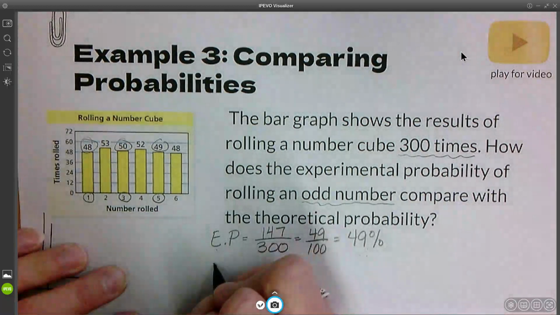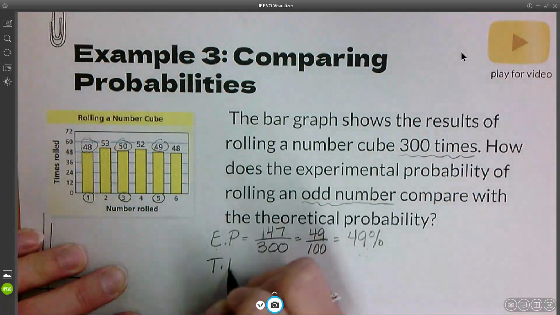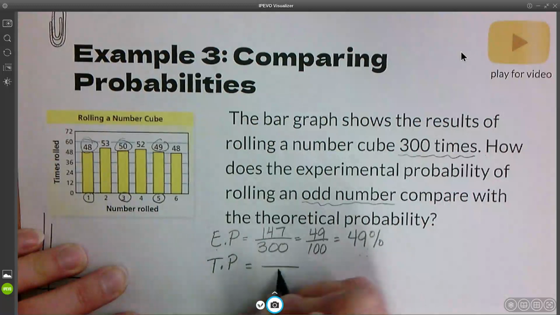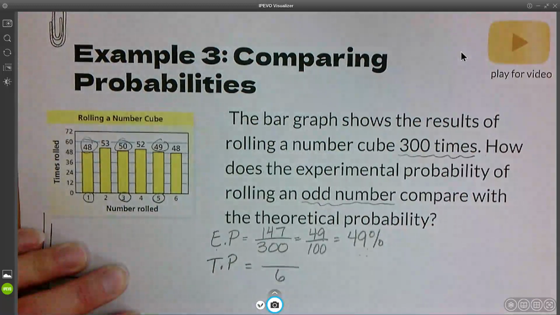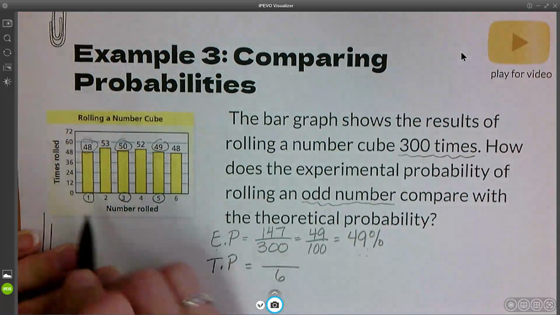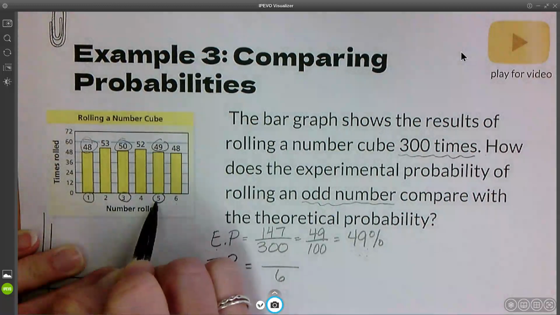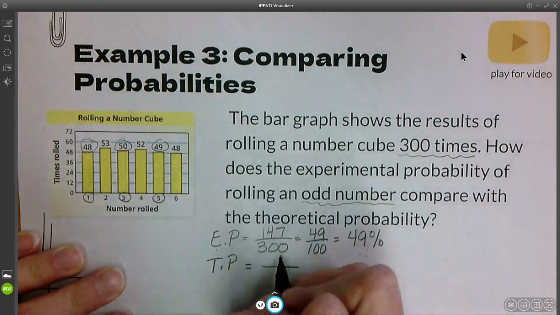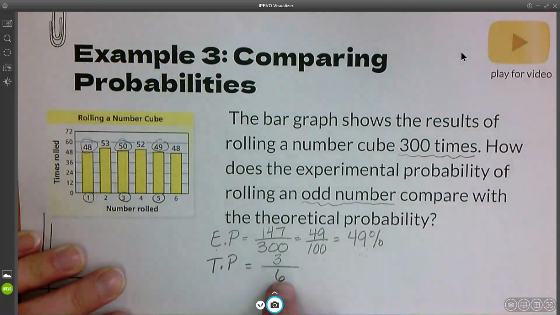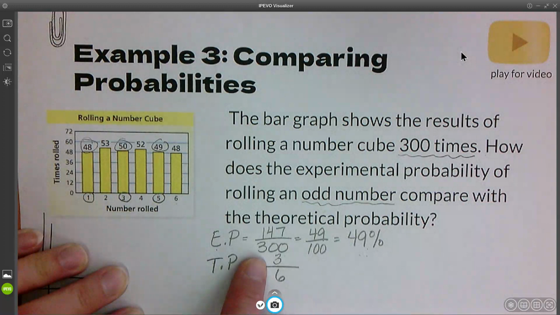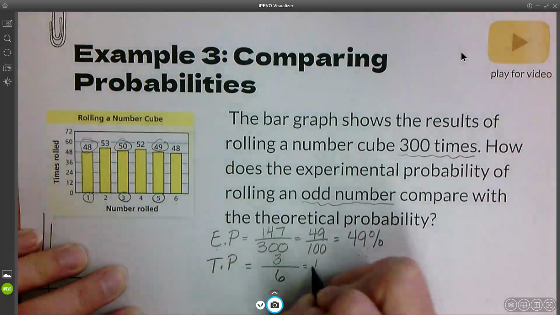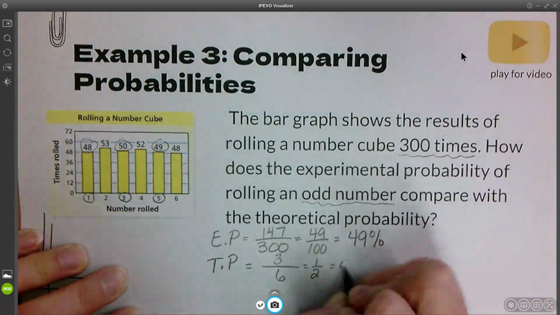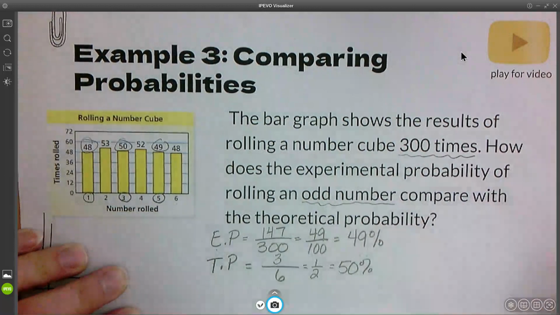When I do the theoretical probability of rolling an odd number, there are only 6 possible outcomes on that dice, which out of those 6 possible outcomes, only 3 of them are odd. Because again, this is in theory. I'm not doing anything. I'm just pretending, okay, I'm going to go roll the dice. 6 possible outcomes can happen. 3 of them are odd or in my favor. And when I simplify that, I get 1/2. And as a percent, that is 50%.